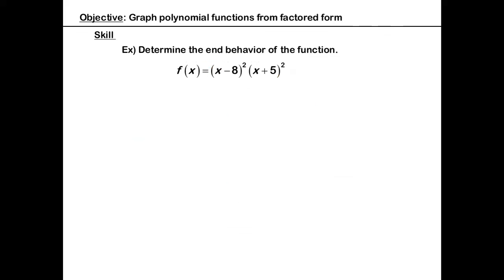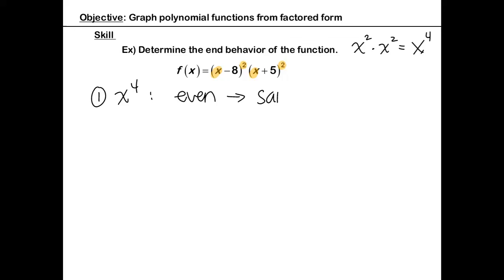All right, let's look at the next example. X minus 8 to the second power, x plus 5 to the second power. All right, so notice this is an x squared. So I have x squared times the x squared is going to give us x to the what power? Fourth power. So my degree here, x to the fourth, is that even or odd? Even. And does that mean the same or opposite? Same.